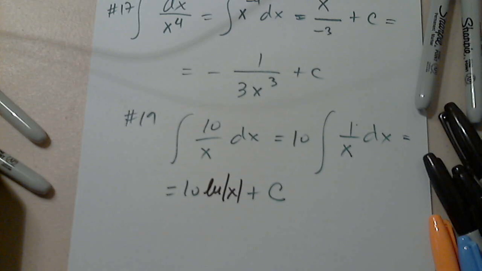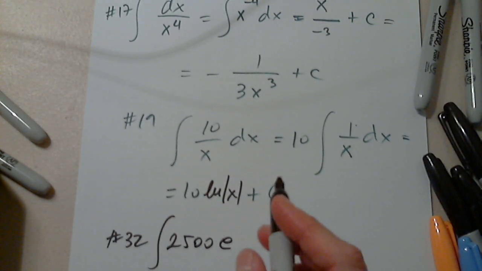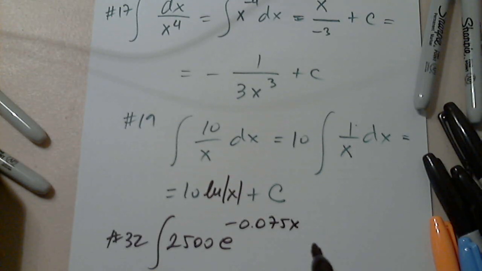Okay, should we look at another problem, or can we look at a word problem? You can choose anything else. Oh yeah, let's choose something with e. Anyone would like to choose, or I will? 32. Okay, very good. The indefinite integral of 2500 e to the negative 0.075x dx. Perfect. Great job.